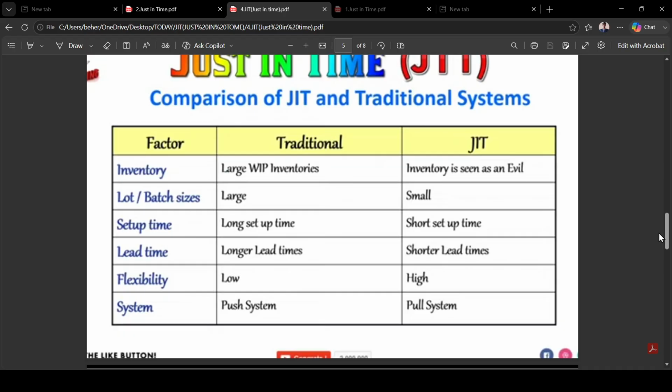The comparison of JIT and the traditional system. Inventory: large inventory in the traditional system, where inventory is seen as an evil. Batch size: large, while JIT is small. Setup time: long setup time versus short setup time. Lead time: longer lead time versus shorter lead time. Flexibility: low versus high. Push system versus pull system.